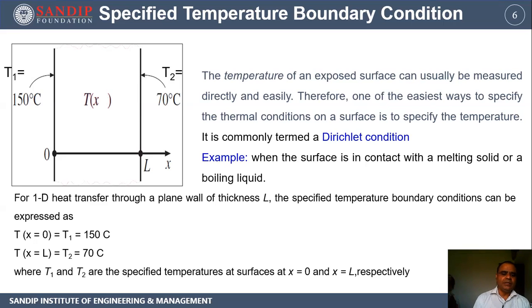We can solve them simultaneously, and we can find out the values of C1 and C2, where T1 and T2 are the specified temperatures at surface x is equal to 0 and x is equal to L respectively. So this is what is called the specified temperature boundary condition.